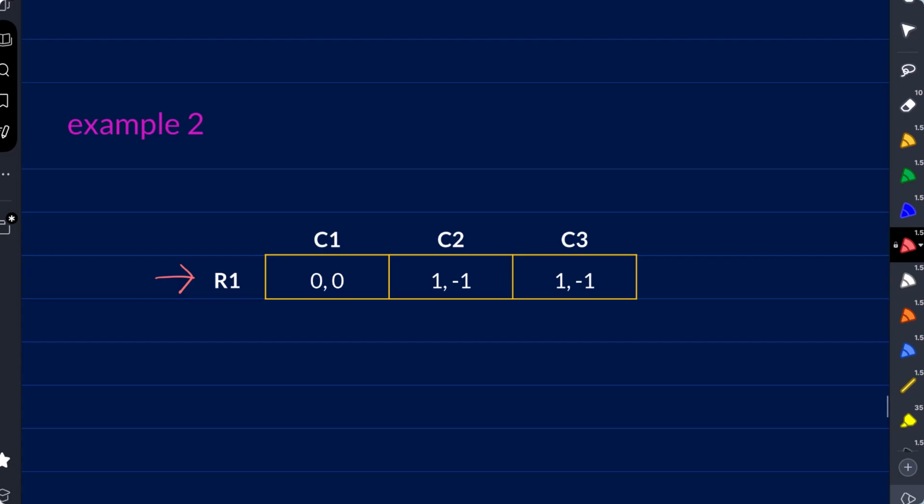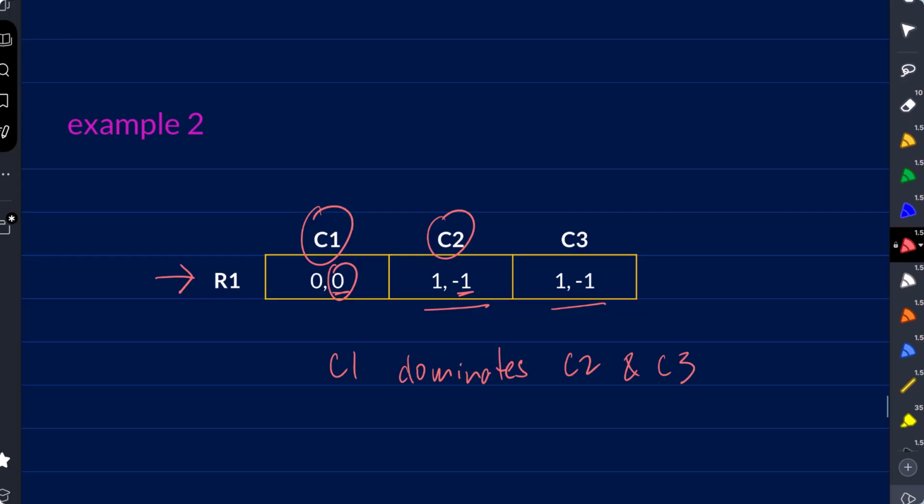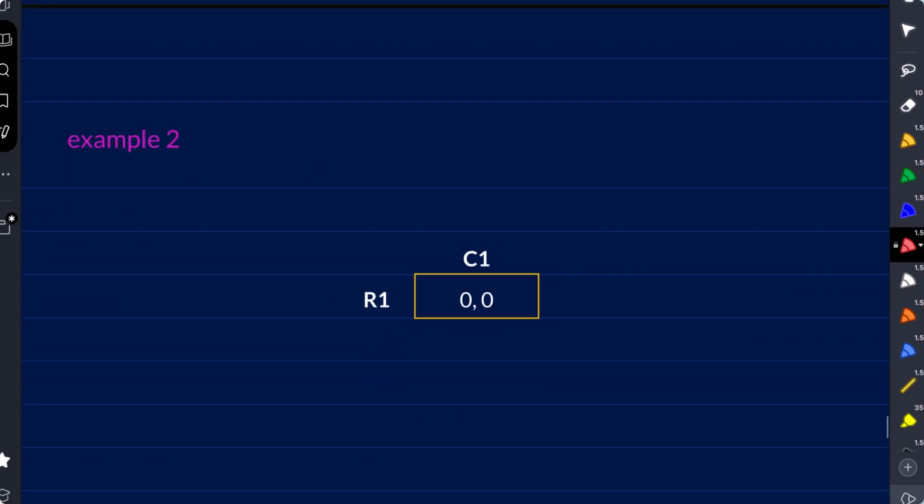I've been doing these one at a time, but we can see that in this case, C2 and C3 are exactly the same. So we'll just do C1 and C2. 0 versus -1, 0 is better. So that means C1 dominates C2, and C3 is the same, so C1 also dominates C3. So we just have this.